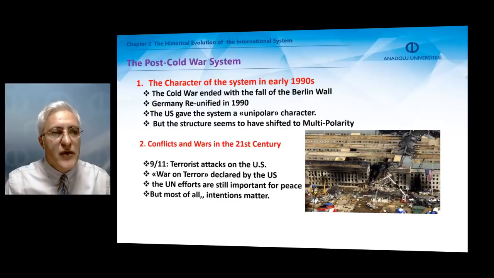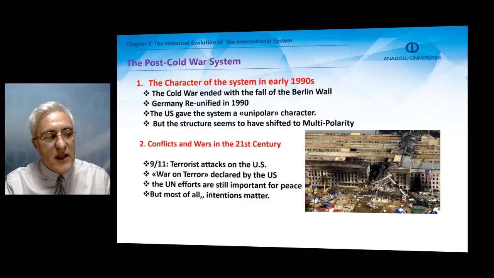And let's look at the post-Cold War system in the early 1990s, and your chapter defines the developments in the early 1990s, such as German reunification and the fall of the Berlin Wall, as well as the fall of the Soviet Union. However, the story of the 21st century is totally different, especially the 9/11 terrorist attacks on the United States, which open up a new chapter in the history of the international system. This was a war on terror, a global war on terror, I would say, started in the early 21st century.